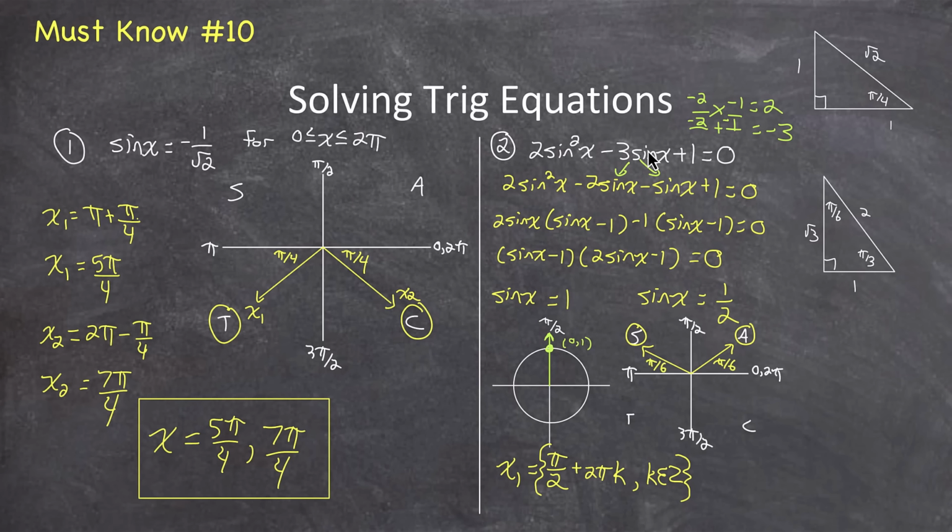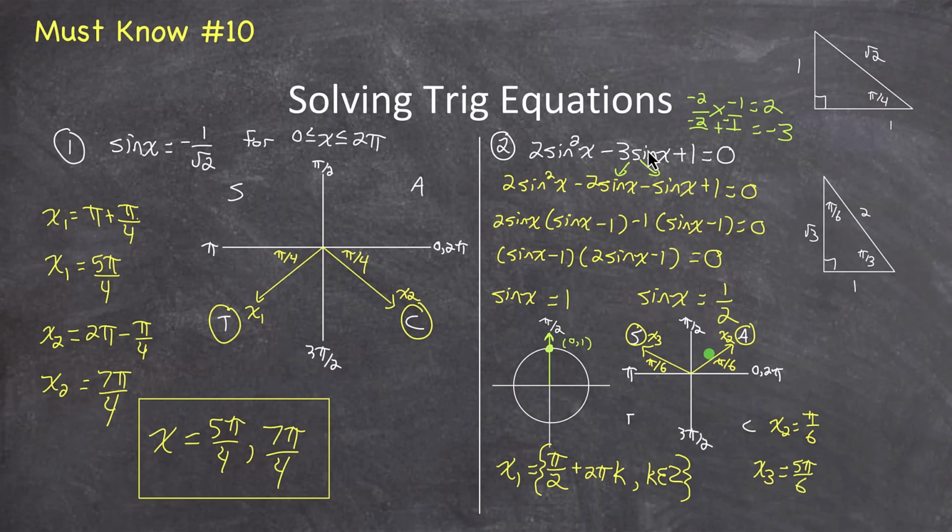And now I have to calculate the principal angle to get to each of those terminal arms. In quadrant 1, the principal angle is just equal to the reference angle, so it's pi over 6. And my second terminal arm, which is my third answer for x overall, to get to there, I would go pi over 6 less than pi. Pi minus pi over 6 is 5 pi over 6.